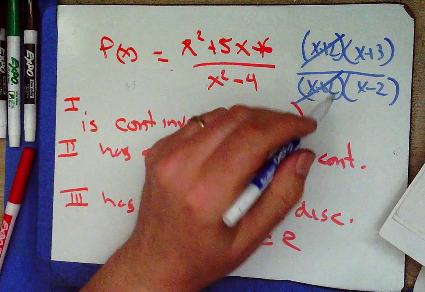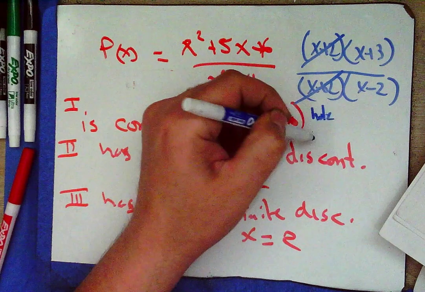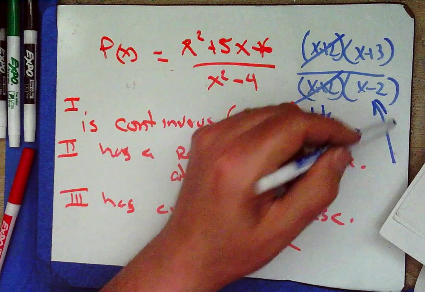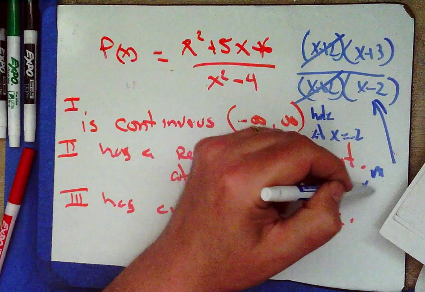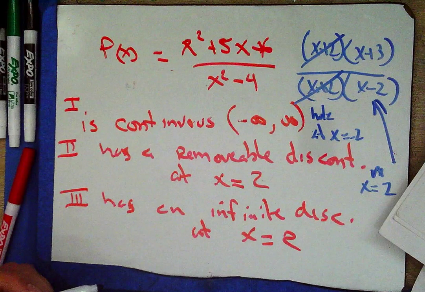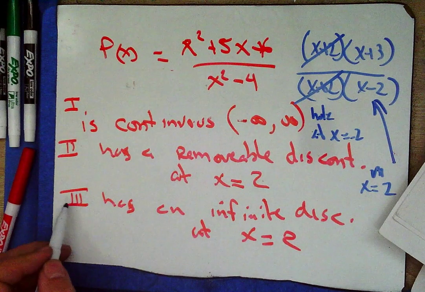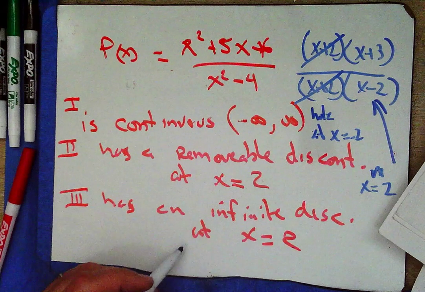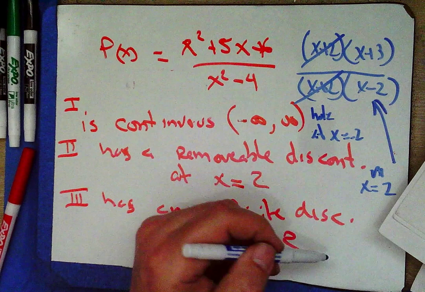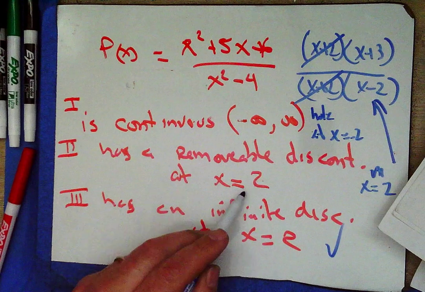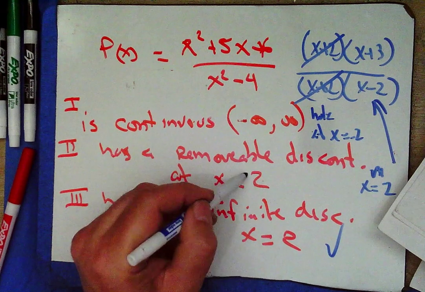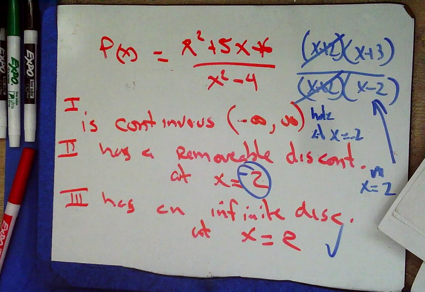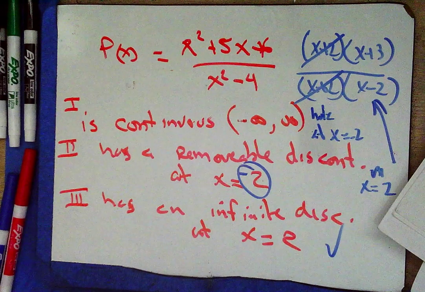So what do we know here? We know that there's a hole at x equals -2, and we know that there's a vertical asymptote at x equals +2. So I go with this one. f of x has an infinite discontinuity at x equals 2. Does it have a removable discontinuity anywhere? Yes. At -2, we have a hole, and a hole is a removable discontinuity.